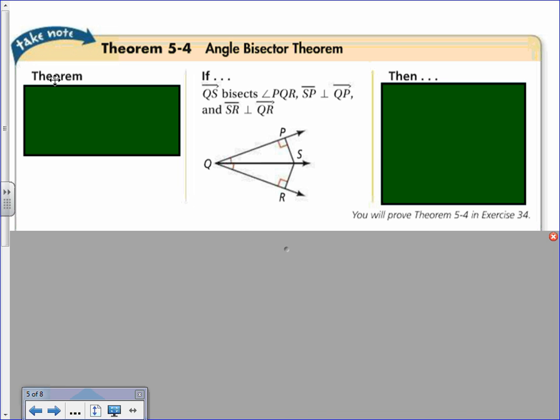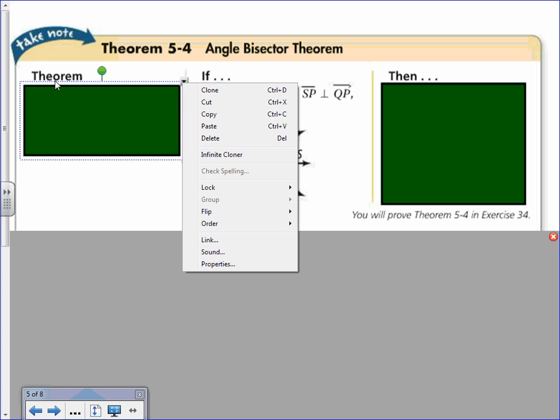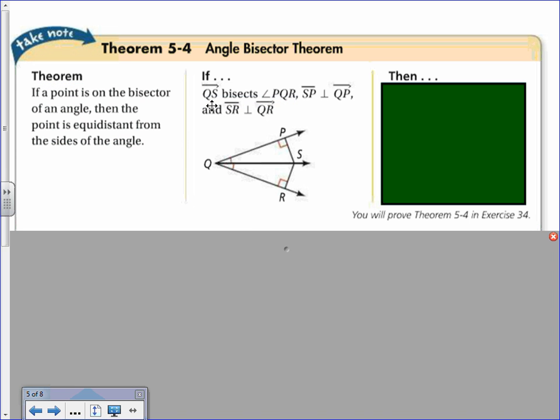So this theorem states that the angle bisector theorem, theorem 5.4, which should be on your theorem sheet, hopefully these should all be going on your theorem sheet, says if a point is on the bisector of an angle, so we have point S here on the bisector of the angle, because these are congruent, that means that that is an angle bisector. Then the point is equidistant from the sides of the angle. So again, if we're looking at the distance between a line and a side, it has to be perpendicular to it.